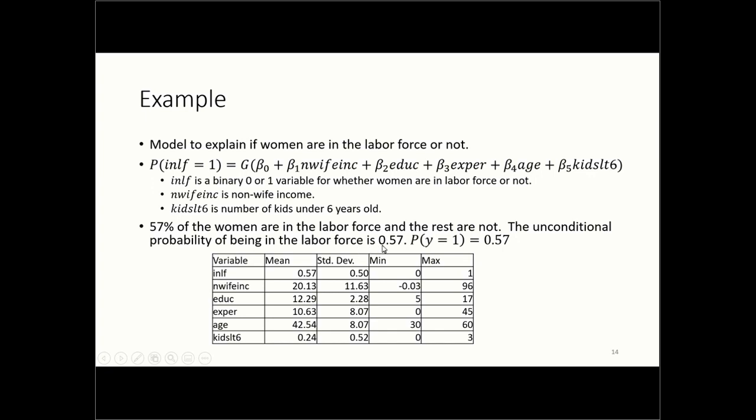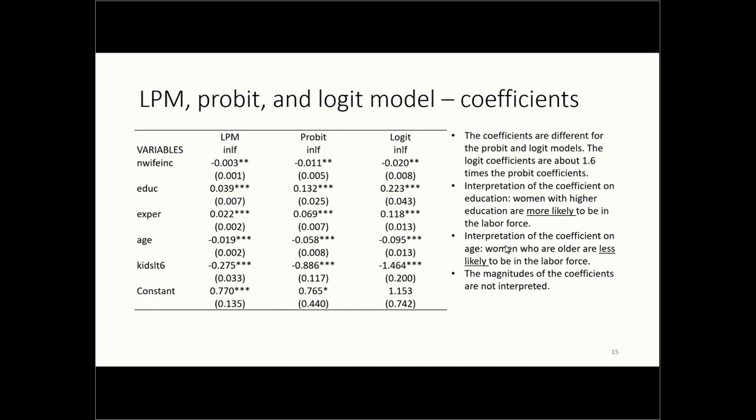So what we are calling here the unconditional probability of being in the labor force is 0.57, or in other words, the probability that y equals 1 is 0.57. We call this the unconditional probability because if we don't know anything about a particular person in the sample, we would say that with a probability of 57%, this person would be working. Now, if we know something about the person, such as their education, experience, whether or not they have young kids, we would start to modify this probability to give it a higher or lower probability of them working, depending on the results and the estimated coefficients of our model.